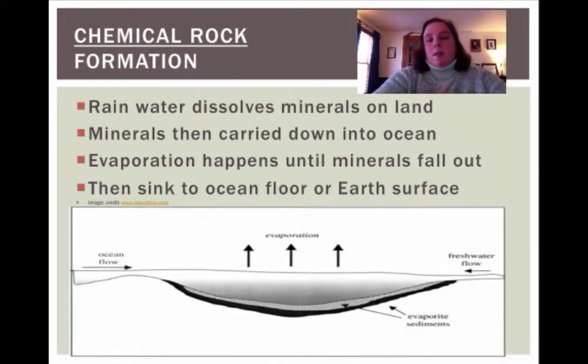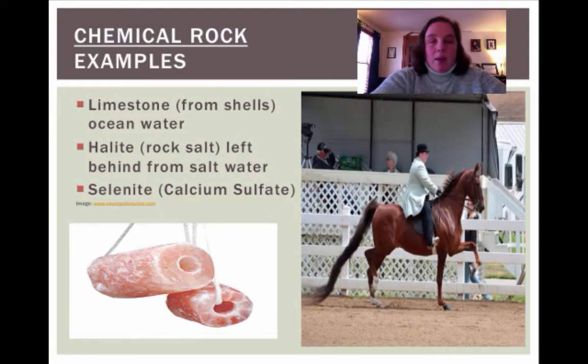Now let's get into the second type, so let's talk about chemical rocks and how they are formed. Well, they're formed in a very unique way. You can do it from rainwater dissolving minerals on land, that are carried down to the ocean. You can have evaporation happen until the minerals are left behind. You can also just have evaporation happen and all the water gets taken away, and whatever minerals are there and pieces of sand and stone can also make into rocks as well.